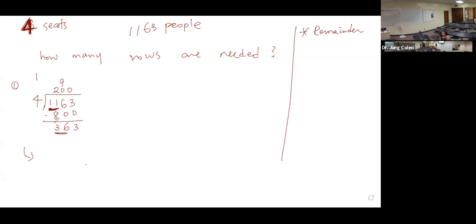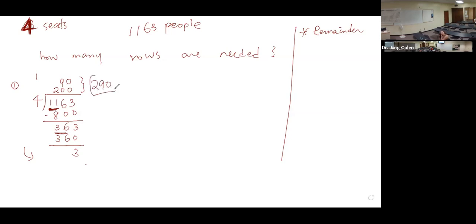9 tens. 4 times 9 is 36. We do that 3, right? So that's 360. Then there is only 3 left. So nothing on the ones place, right? So what is the quotient then? These are the partial quotients.